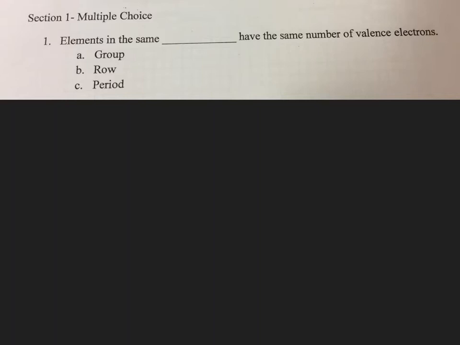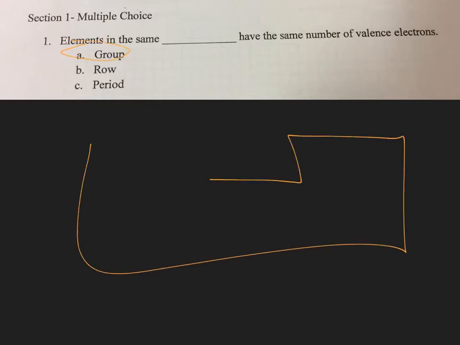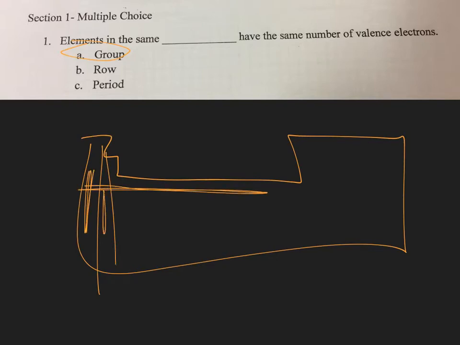Elements in the same blank have the same number of valence electrons. Well, if you look at the periodic table, the groups, which are the columns, all have similar numbers of valence electrons, so up and down in each group. If you go across the rows, those are the ones that have the same number of energy levels, or the same number of electron shells, would be the other way of saying that.